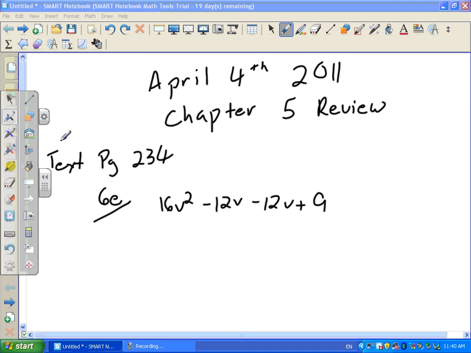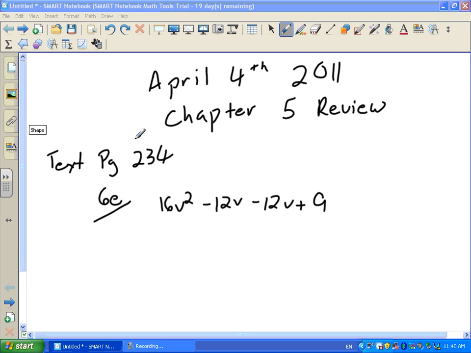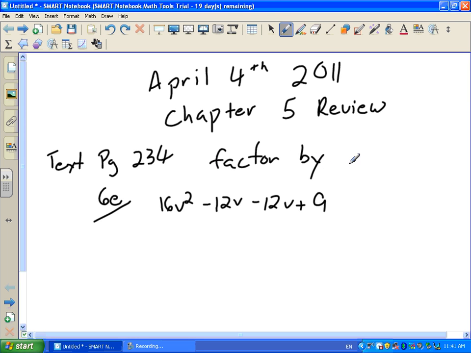We're going to go over a few questions from your Chapter 5 review. This is from text page 234. This isn't in the review, but it's a different question. This is a question I asked you to factor by grouping.